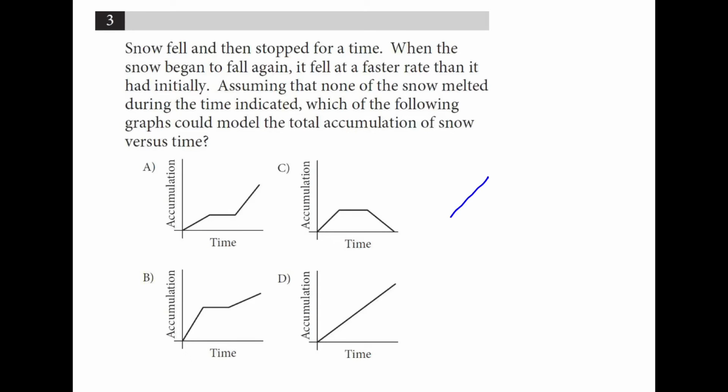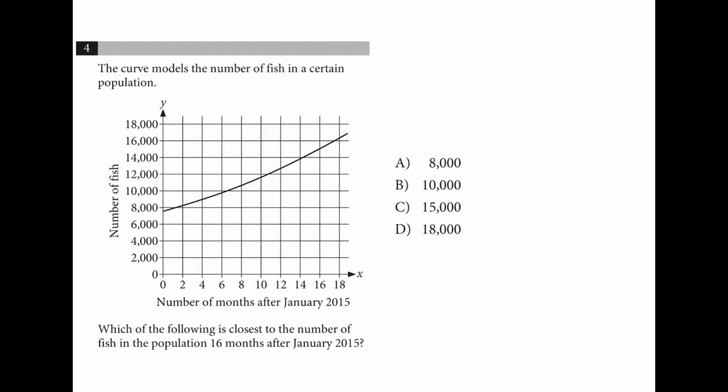Snow fell and then stopped for a time, and then it fell at a faster rate, so it's a steeper slope. The only one that looks like that is A. B has the steepness of the slopes reversed. Which of the following is closest to the number of fish in the population 16 months after January 2015? Here's 16 months. If I follow that up, and then I follow that over, 15,000.